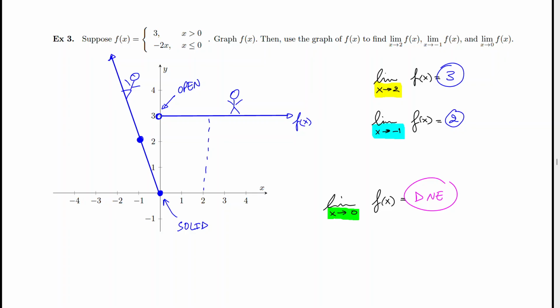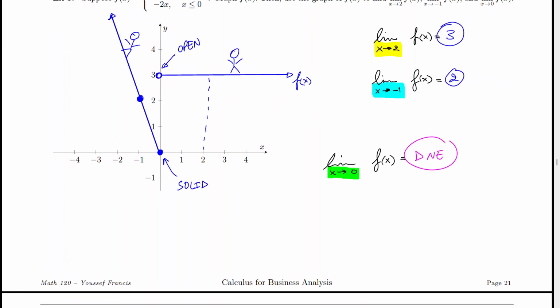Now, this is different than saying that if I were to come towards 0 from the right, that's what the 0 plus means. That's all of these guys over here. The limit there on the function that we're working with does exist. The limit is actually going to be 3 if you come towards 0 from the right side.